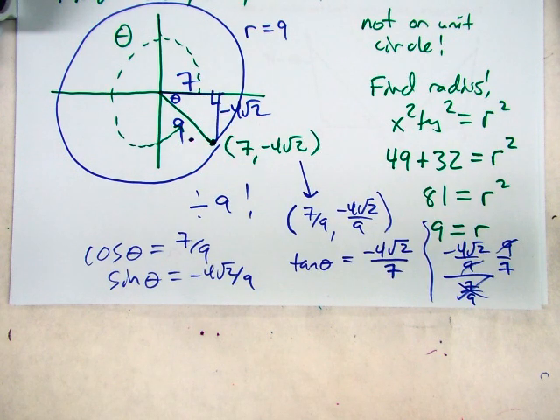If you see a problem like that, it's not a unit circle. So all you have to remember, if it's not a unit circle, find the radius of the circle and then do what? Just divide your coordinates by the radius, and then you can use your definitions. It's not just a special thing for this. No, always.